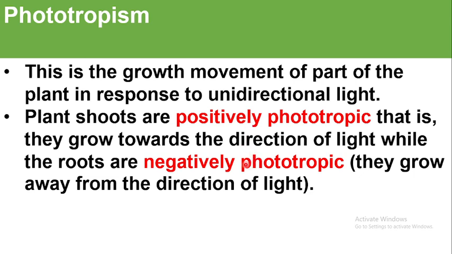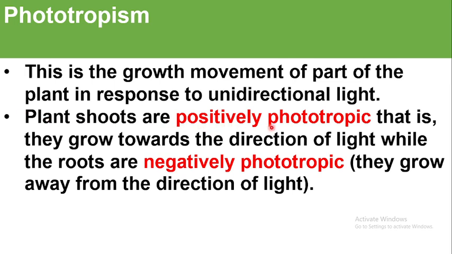When the light falls on a plant, there are going to be two growths manifested by the plant: growth of the plant shoots and growth of the plant roots. The plant shoots, which include stem, leaves, buds, flowers, and the other parts, are going to grow towards light, in the direction of light, while the roots will grow into the ground away from the direction of light.